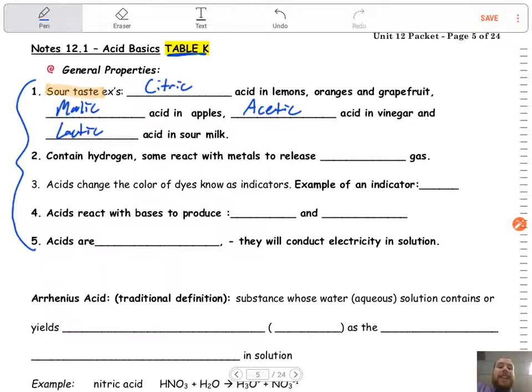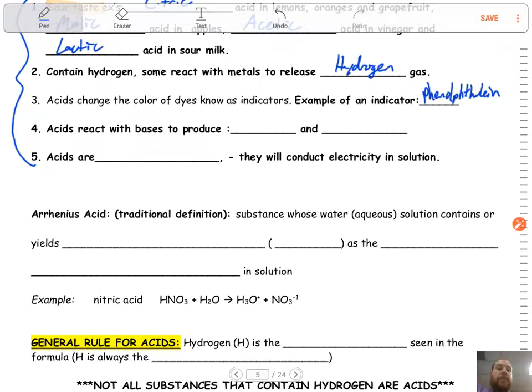So number 2, they contain hydrogen. Some will react with metals to release hydrogen gas. So that's another unique property, that hydrogen piece. Acids also turn the color of dyes known as indicators. They can change it. We'll talk more about those later on in the unit. An example, one you guys have used already, is phenolphthalein. Acids react with bases to produce salt and water.